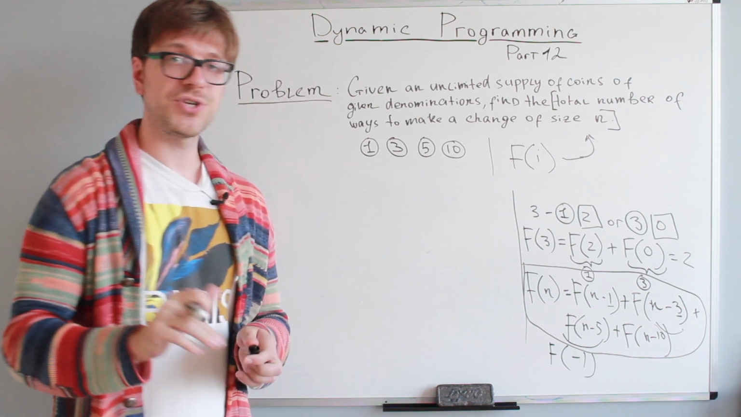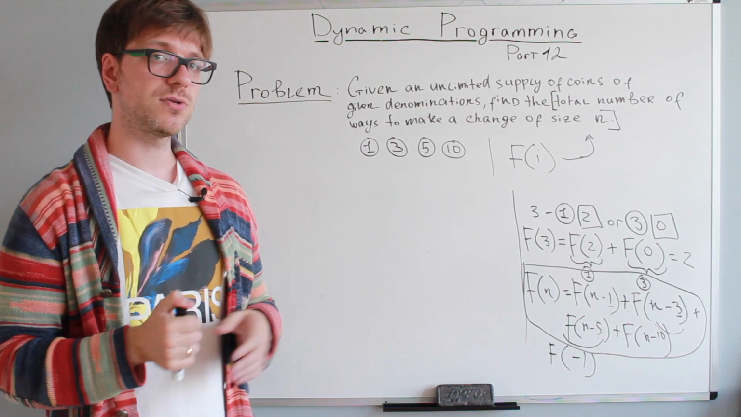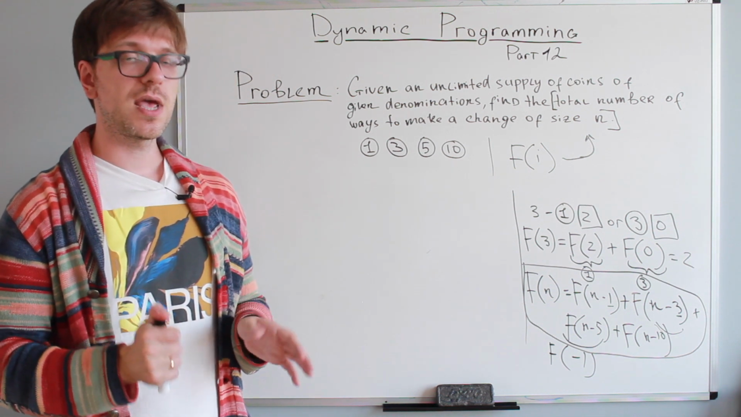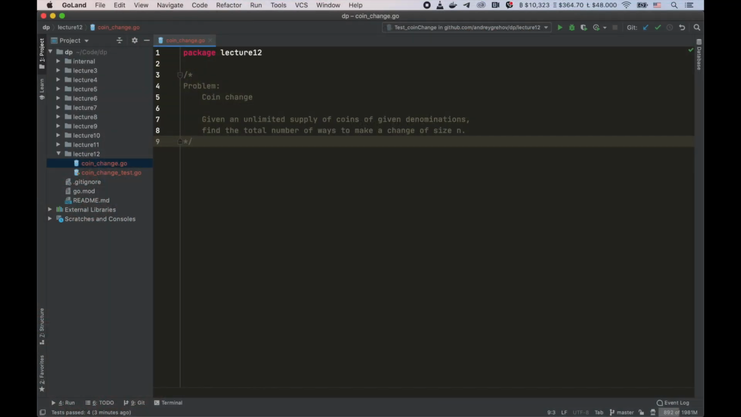The other quick note here is that the dynamic programming solution is not the most optimal solution. The most optimal solution to this problem is by using generating functions, but this is outside of the scope of this course. All right, so I've got the coin change problem. Given an unlimited supply of coins of given denominations, find the total number of ways to make a change of size n. Let's recall the transition function.